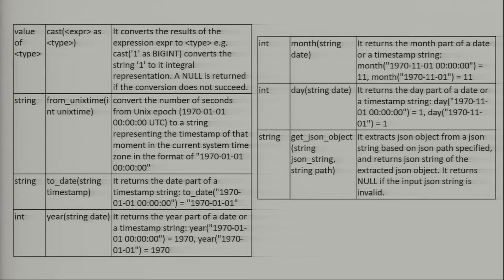Next we have month and day, which are similar to that. You can just take care of it by part. Next we have get_json_object. It extracts a JSON object from a JSON string based on the JSON path specified and returns the JSON string of the extracted JSON object. Here we are talking about the JSON object and you are trying to work with that. It returns null if the JSON string is invalid.